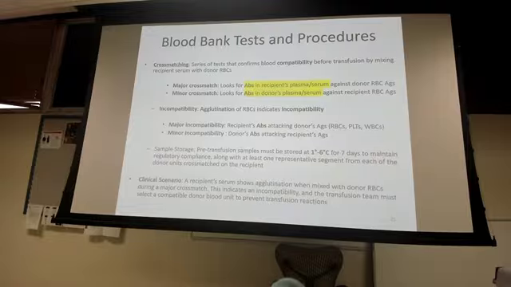We'll see that again. And so what defines incompatibility? Agglutination, all right? So in a major incompatibility, that means that the recipient's antibodies are attacking the donor's antigens. That's major. A minor incompatibility is when the donor's antibodies are attacking the recipient's antigens, okay? So if you got that concept, you're good, all right?